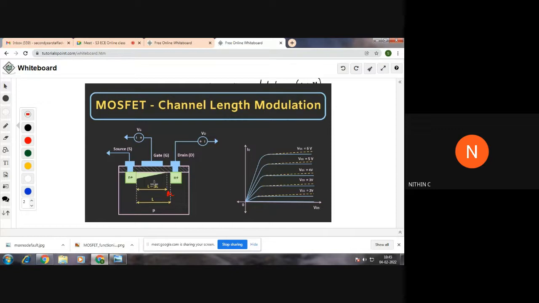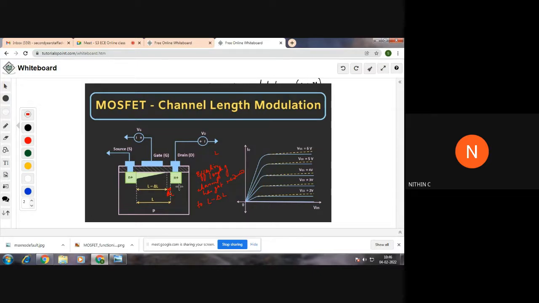Delta L. Now the length of the channel has become L minus delta L. Initially, the length of the channel was L. When VDS was increased, the reverse bias increased and the channel has got reduced to L minus delta L. This difference is delta L.